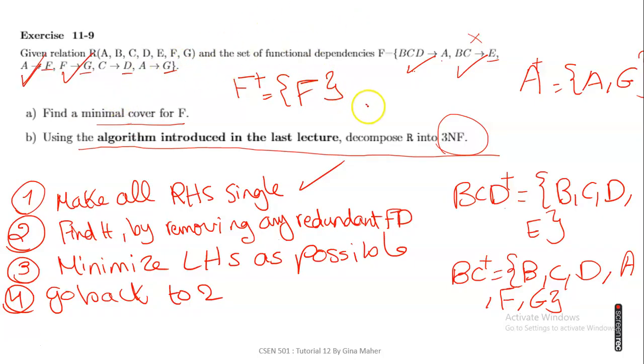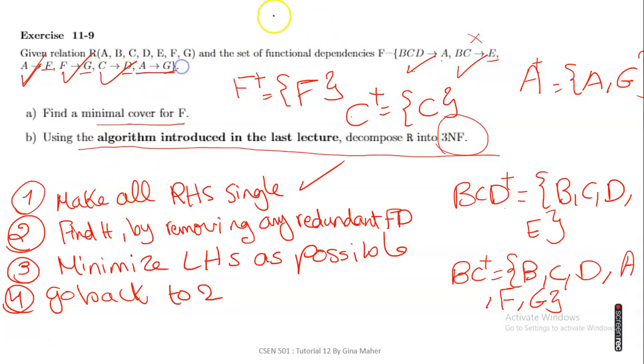C. C closure. B, D are not there. So we cannot add the A. B is not there. So we cannot add the E. A is not there. F is not there. This one is removed. A is not there. So this one is not redundant.